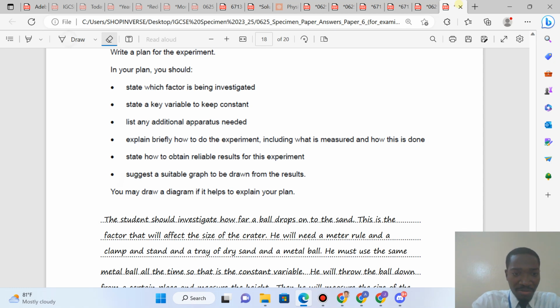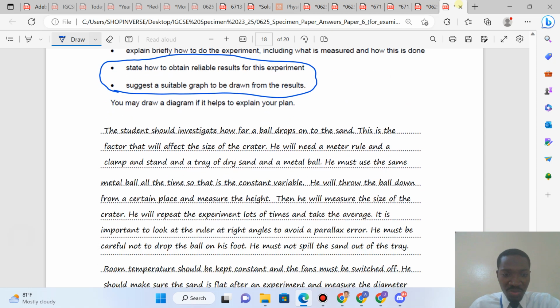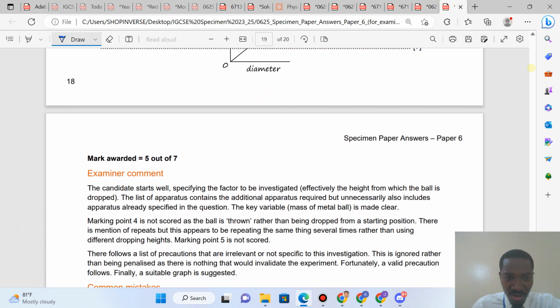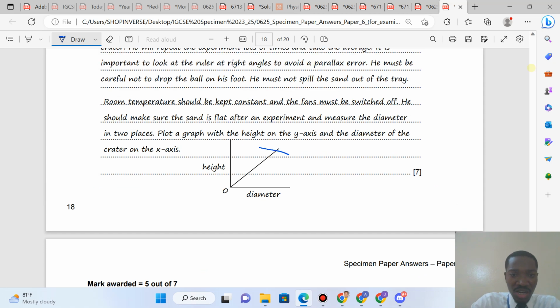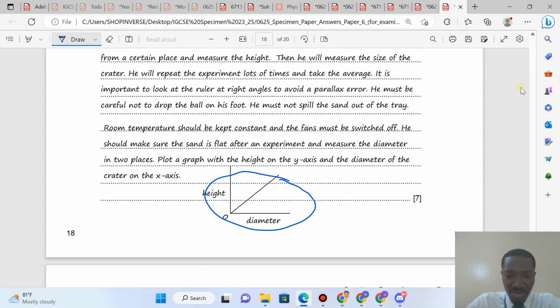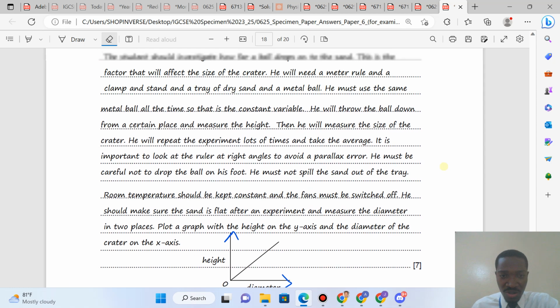Suggest suitable graphs to be drawn. State how to obtain reliable results from this experiment. Did the student talk about the graph? There was no mention of the graph. The student just plotted a graph, but there was no statement saying plot a graph of height against diameter. Height against diameter is correct, but he was supposed to state it: plot a graph of height on the vertical axis and diameter of the crater on the horizontal axis.